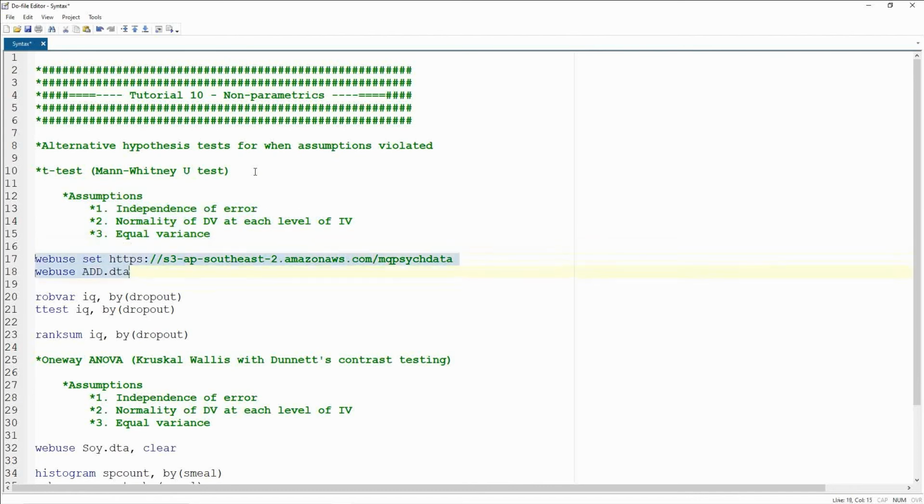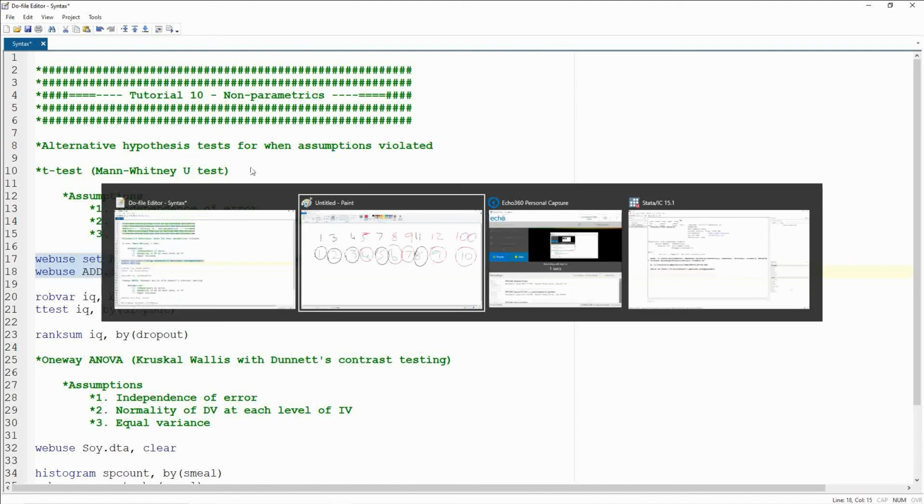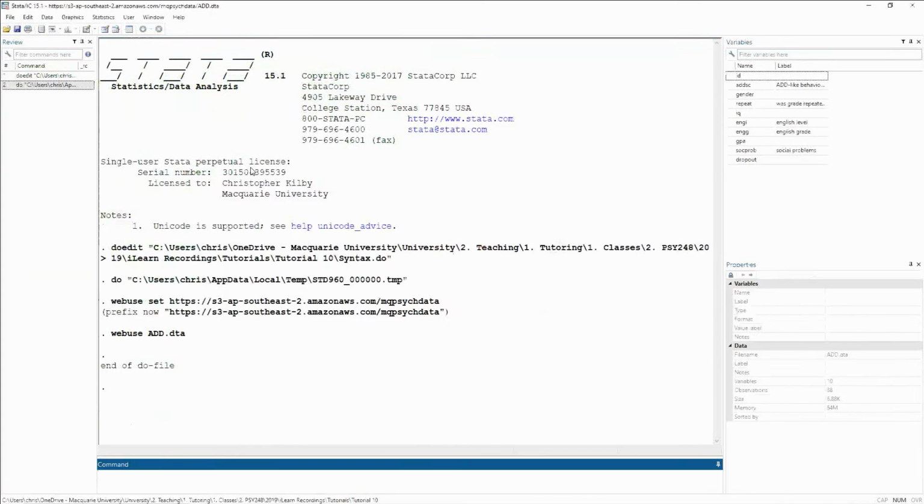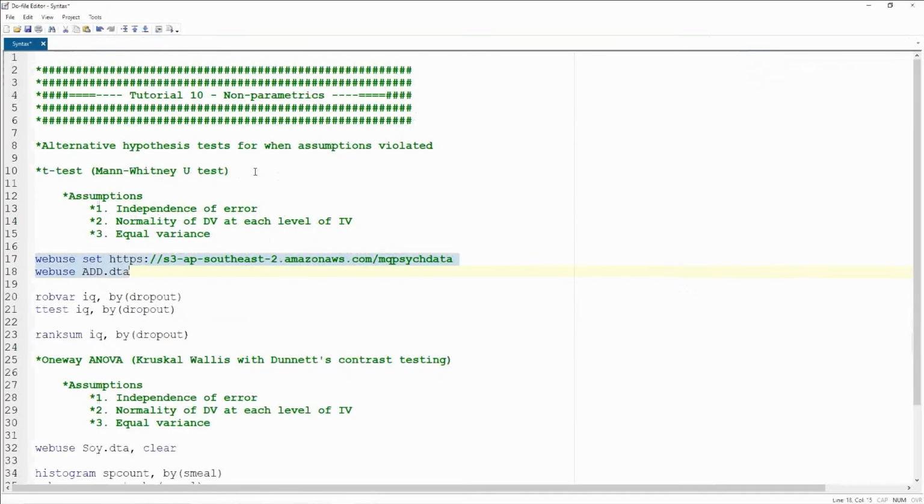So let's load up a dataset. We're going to use the ADD dataset from much earlier on in the course. And we're going to look at IQ and dropout. So the participant's IQ score and whether or not they dropped out of high school. So let's run the t-test with equal variance. And let's just see what's going on here.